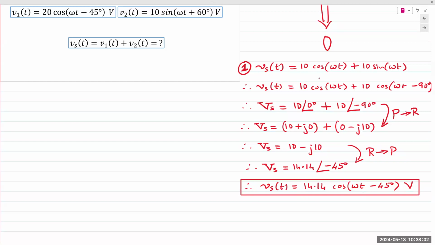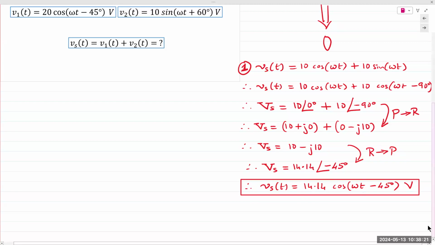So always check the problem statement. If it simply asks you for the phasor form of Vs, you can leave it as that. But if it asks you for Vs of t or i of t, current or voltage as a function of time, your final answer has to be as a function of time.